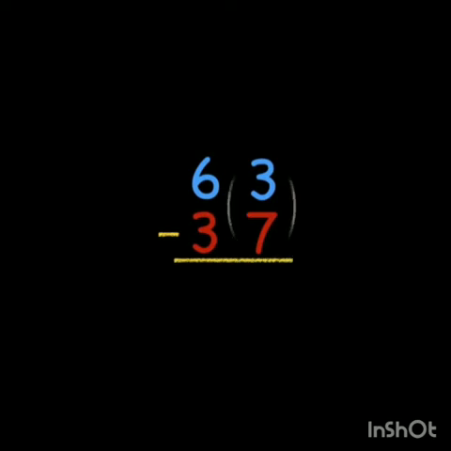Let's do, for example, 63 minus 37. First thing we do is look at our ones. Can we do 3 minus 7? No, we can't. So we need to get more ones from our tens. We're going to regroup one of our tens by taking away one of them so that we'll have just 5 left. Then we're moving that 10 over to our ones so that instead of 3 ones, we have 13 ones.